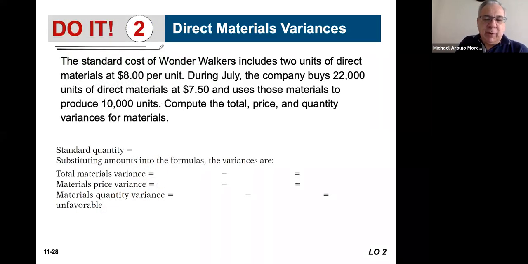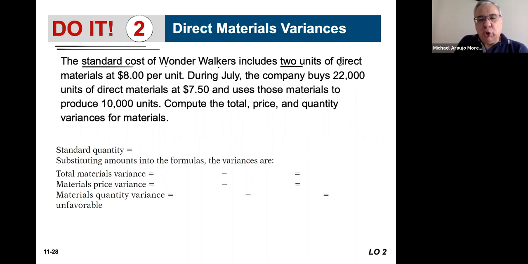So you are so primed for this. You are so ready to get into this variance type thing. I know it. I can just feel it. So here is do exercise 2. We have the standard cost of Wonder Walkers. I might need one when I get older.